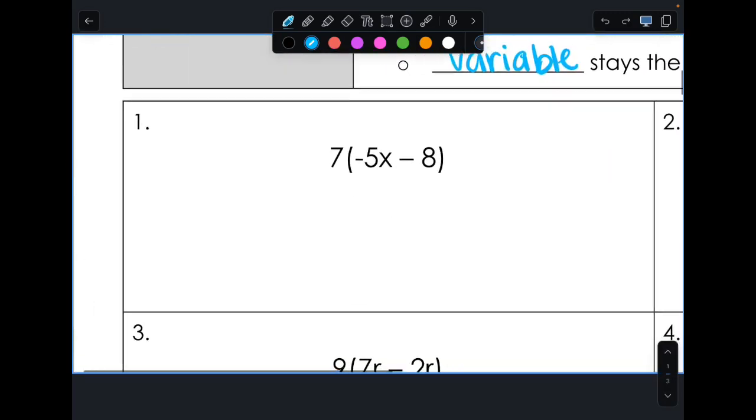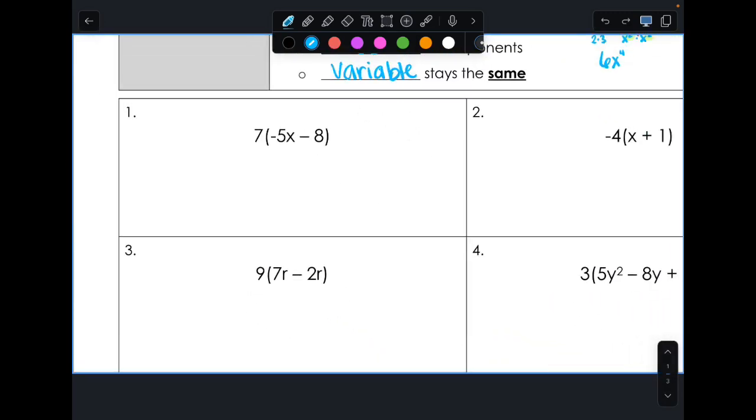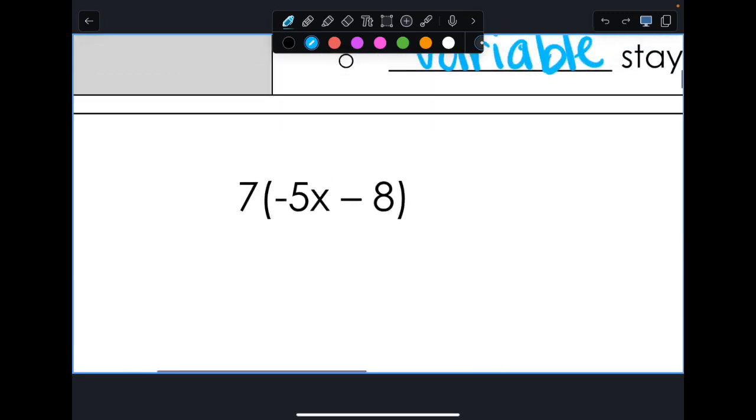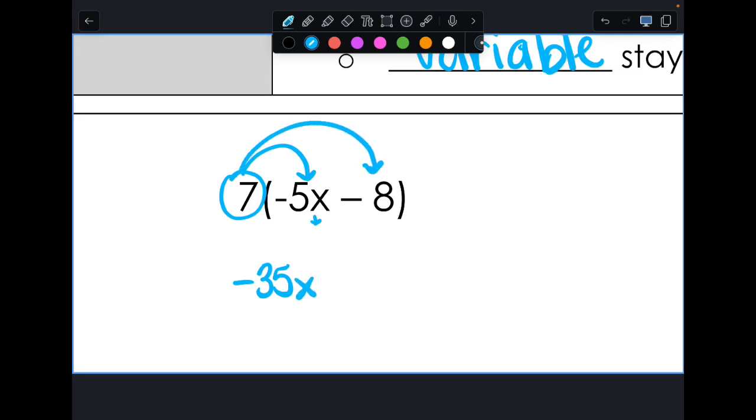So the first 4 examples are examples that we did whenever we first learned how to distribute in the very beginning of the year, okay? You're distributing a number that's in front of the parentheses to each term on the inside of the parentheses. So we multiply 7 times negative 5 to give us negative 35, bring down the x. Then we multiply 7 times negative 8, negative 56. Now, from there, you don't combine these two because one has an x, the other one doesn't. Got it? Okay.